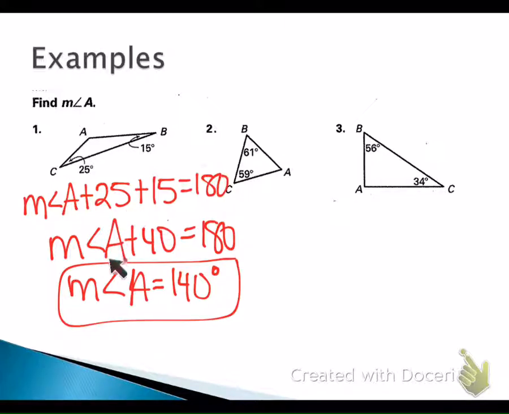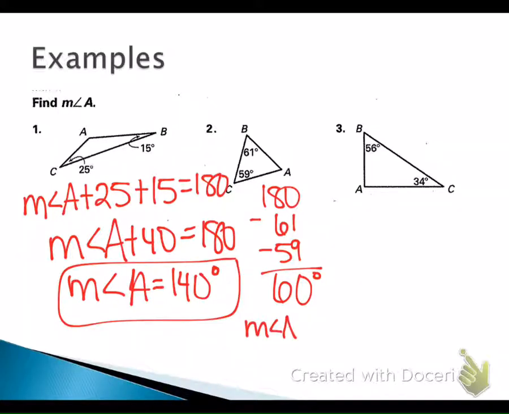You can write out all your work this way, or if you want to simplify it, on number 2, again, we know they should all add up to 180. So if I take 180 minus 61 minus 59, that's going to give me 60. So that means for the second problem, the measure of angle A is 60 degrees.